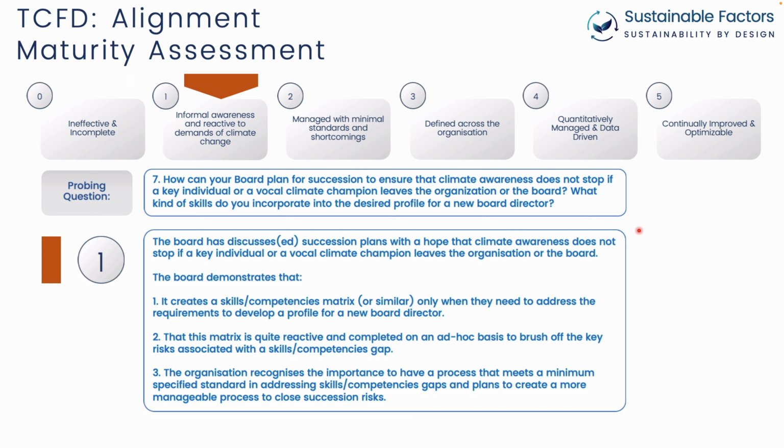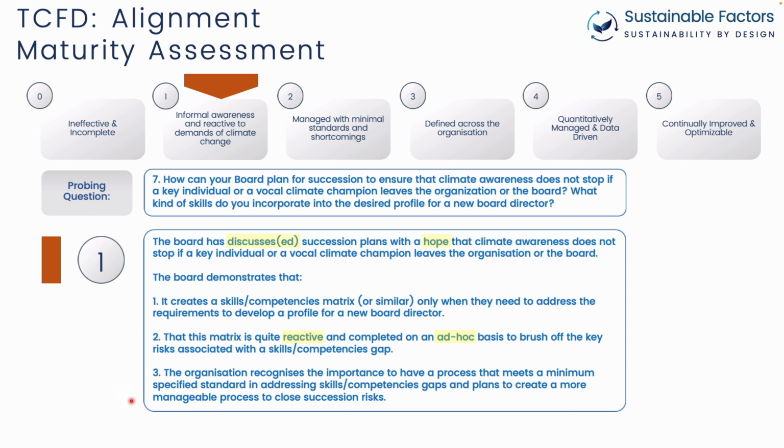And at level 1, we're saying that the board discusses or has discussed succession plans with a hope that climate awareness does not stop if a key individual or a vocal climate champion leaves the organization or the board. The board demonstrate that it has a skills or competencies matrix or something similar only when they need to address the requirements to develop a profile for a new board director, and that this matrix is quite reactive and it's completed on an ad hoc basis to really just brush off those key risks associated with a skills and competencies gap, right?